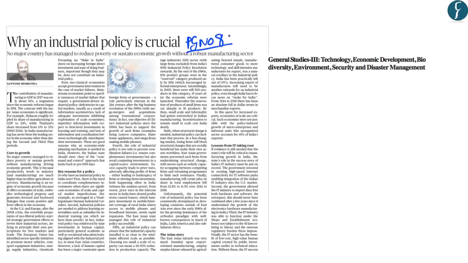Now this article on page number 8 talks about why India's industrial policy is crucial for reducing poverty and sustaining economic growth. And in this article, the author has highlighted that there is a need to replicate the success of the information technology and services and the lessons learned from the East Asian economies in order to promote the manufacturing sector in India. So this will form a part of the General Studies paper 3 under the topic Economic Development.